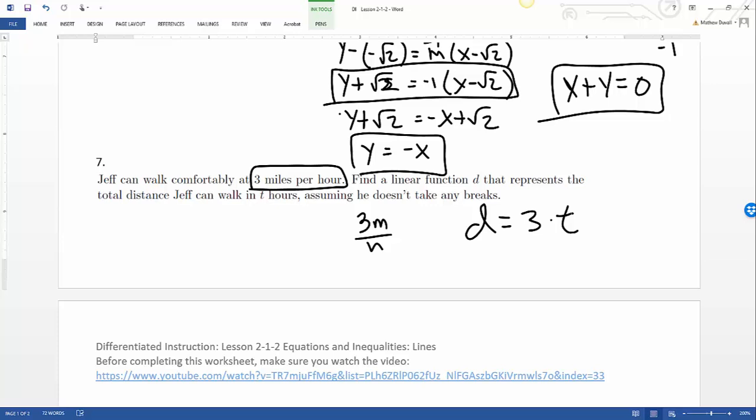Because if it's 1 hour, 1 times 3 is 3 miles. If it's 2 hours, 2 times 3 is 6 miles. So there we go.